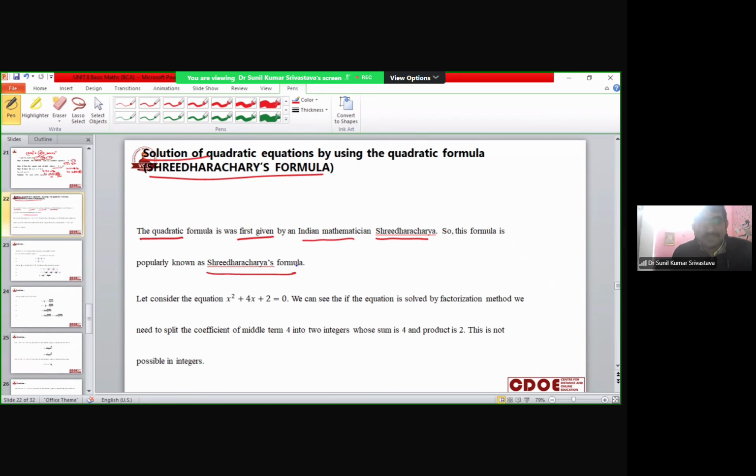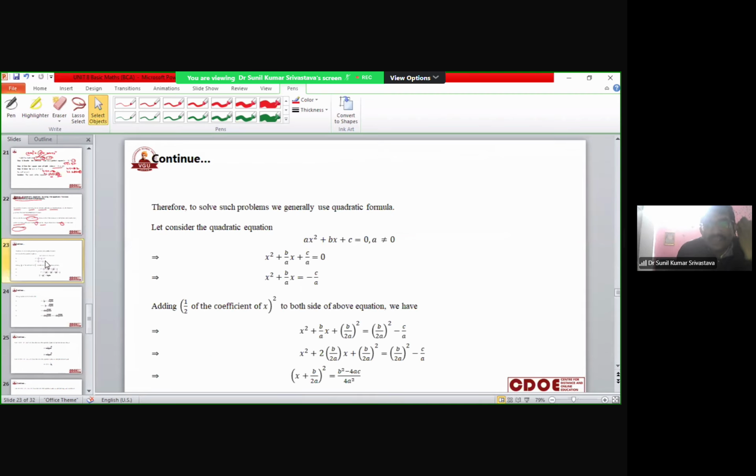For example, let us consider the equation x square plus 4x plus 2. If we solve this by the factorization method, we need to split the middle coefficient 4 into two integers whose sum is 4 and product is 2. That is not possible here. It is not always possible to factorize an equation, or to solve it by completing the square or splitting the middle term method. So this formula gives us a way to solve any type of second degree quadratic equation.